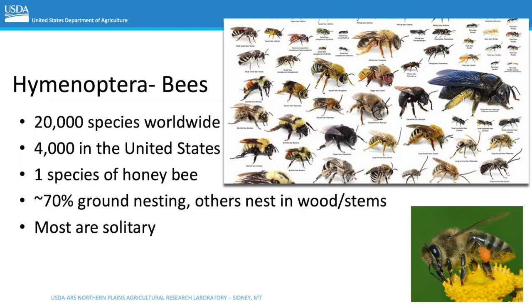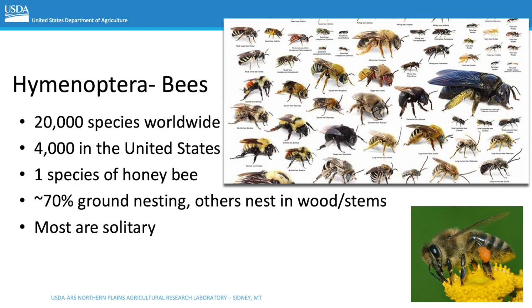Bees are considered the most important and prolific pollinators. Worldwide, there are about 20,000 species of what we would term native bees. There are about 4,000 in the U.S. I just put this into comparison to the honeybee, of which in the United States we have one species. It is non-native. It originated in Asia and was brought over to the United States about 400 years ago.